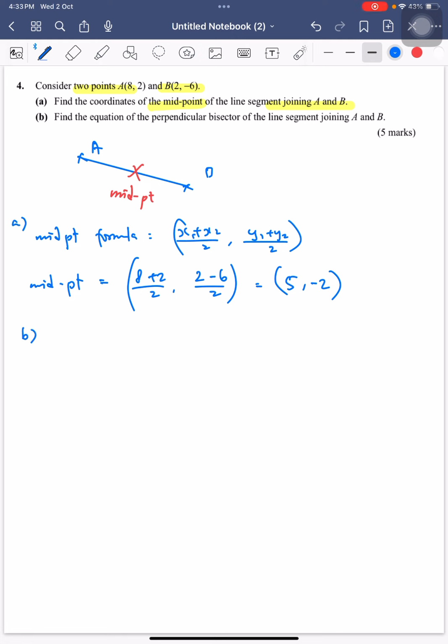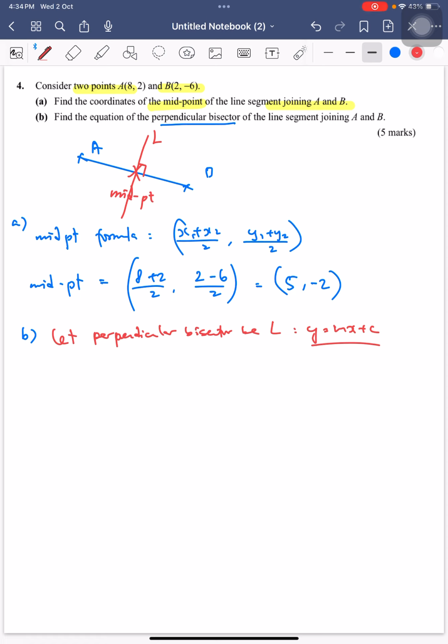And for part B, we find the equation of the perpendicular bisector. Perpendicular bisector means the straight line which passes through the midpoint of AB and is perpendicular to AB as well. So that's going to be our perpendicular bisector. So we draw a straight line which is perpendicular. Let's say this perpendicular bisector is L, which is y equal to mx plus c, because that is a straight line equation.